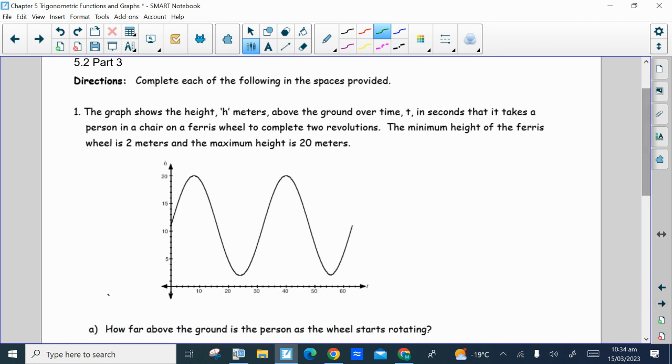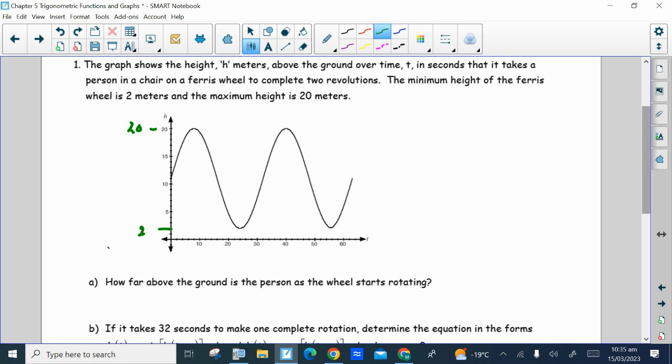So the graph shows the height, meters above the ground, over time, t in seconds, that it takes a person in a chair on a Ferris wheel to complete 2 revolutions. The minimum height of the Ferris wheel is 2 meters and the maximum is 20. So our minimum there is at 2 and our maximum is at 20. How far above the ground is the person as the wheel starts rotating? You read that right off the graph. It looks like that number is 11 meters. 11, 12, 13, yeah, there's a scale of 1 there. So it looks like that is at 11 meters.